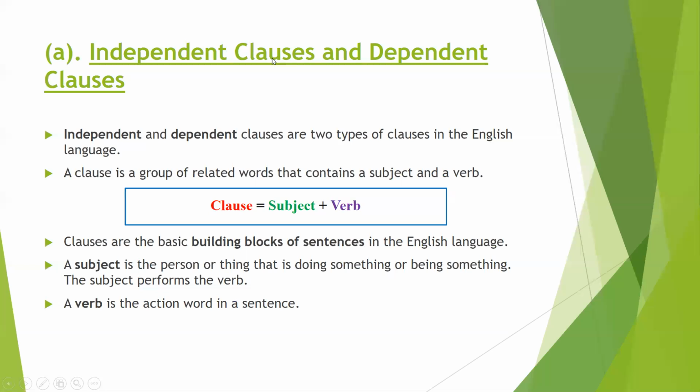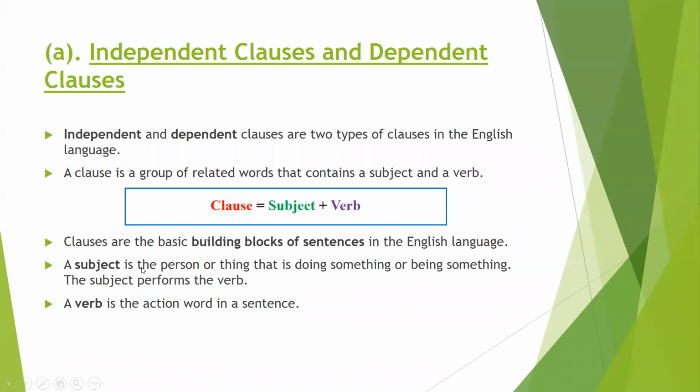A. Independent clauses and dependent clauses. Independent and dependent clauses are two types of clauses in the English language. A clause is a group of related words that contains a subject and a verb. A clause is formed from subject plus verb. Clauses are the basic building blocks of sentences in the English language.